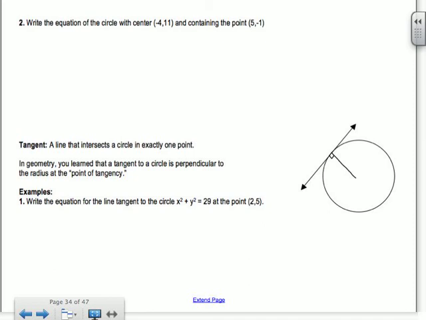So write the equation of the circle with center (-4, 11), containing the point (5, -1). Okay, like I said, sometimes it helps to sketch it out. If you guys need to sketch it, it's fine. If you have (-4, 11), it's up here somewhere, and it contains the point (5, -1). Okay, that's your center. Think how big this circle is going to be. It's going to go around like that, right?